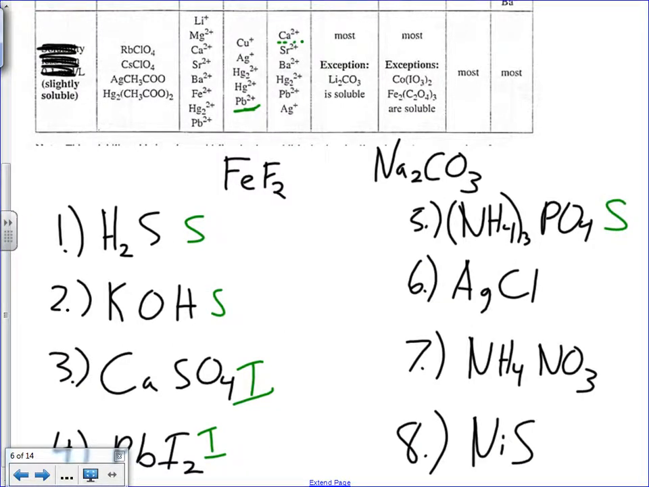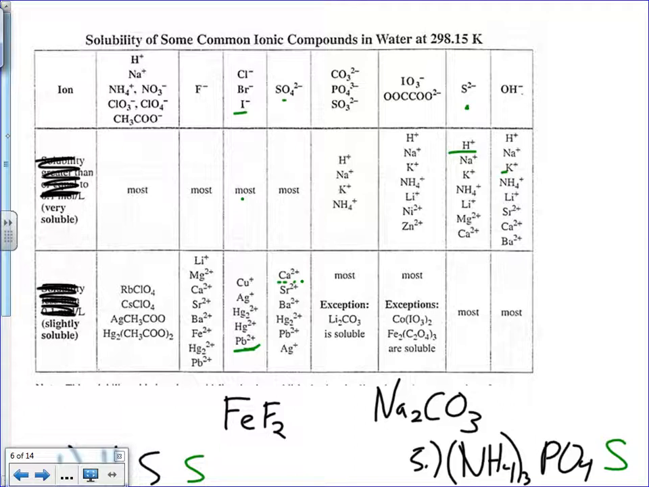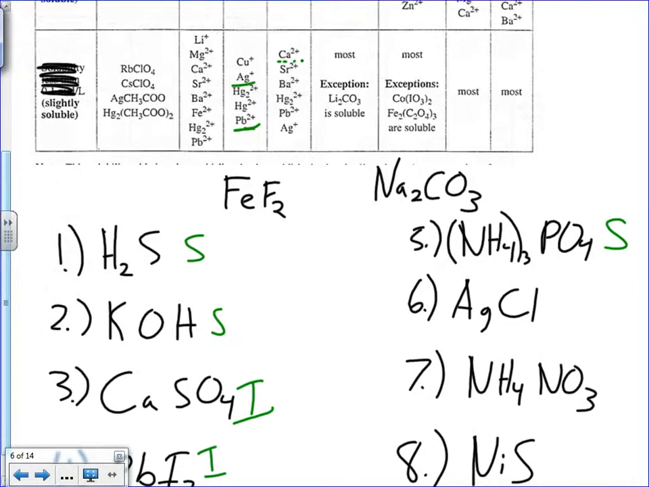Okay, silver chloride. Here's chlorine, and there's silver, so that one is a precipitate. It's not soluble.